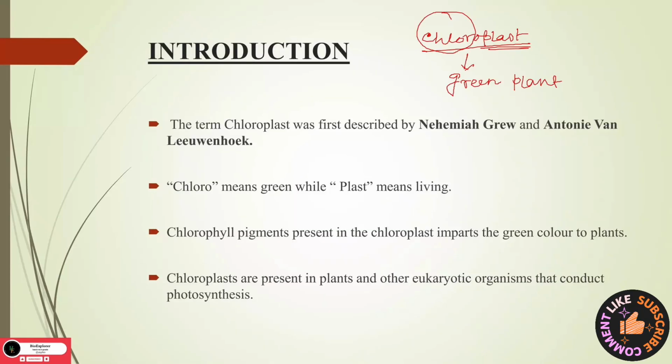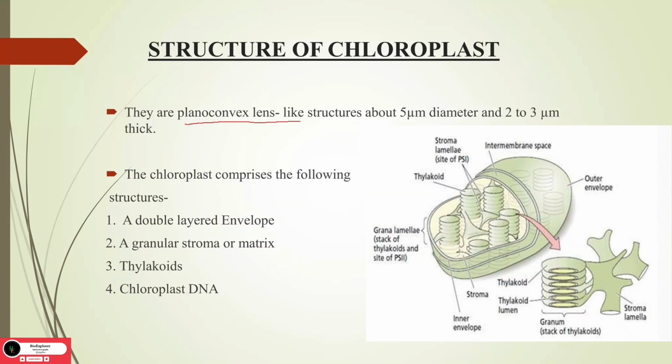The chloroplast was first described by Grew and Leeuwenhoek. Chloroplasts are present in plants and other eukaryotic organisms that conduct photosynthesis. Chloroplasts are plano-convex lens-like structures about 5 micrometers in diameter and 2 to 3 micrometers thick. The chloroplast comprises a double-layered envelope and a granular stroma or matrix. In the stroma, the grana are present.